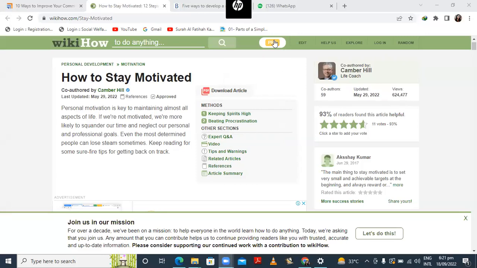Personal motivation is key to maintaining almost all aspects of life. If we are not motivated, we are more likely to squander our time or neglect our personal and professional goals. Even the most determined people can lose steam sometimes. Keep reading for some surefire tips for getting back on track. Okay. So what they are trying to say, this word squander means misuse of something. So here they are saying that don't misuse your time.